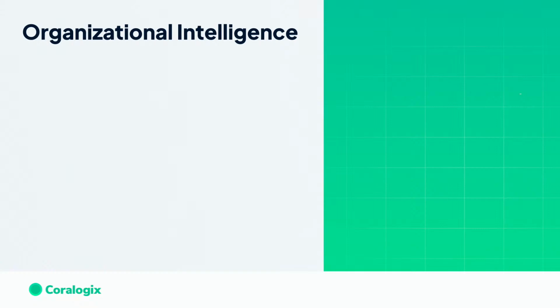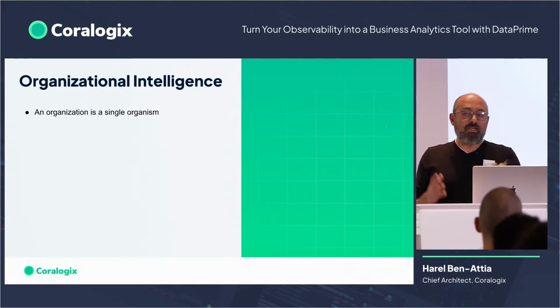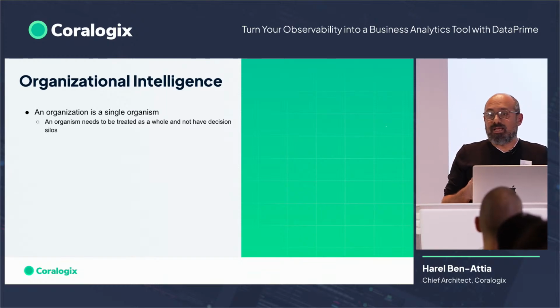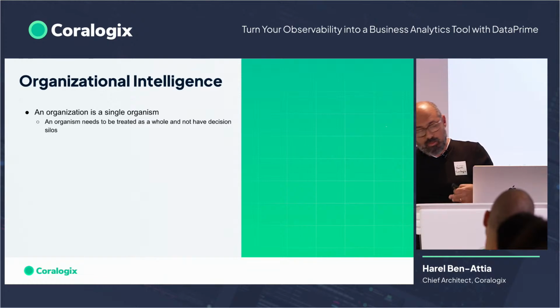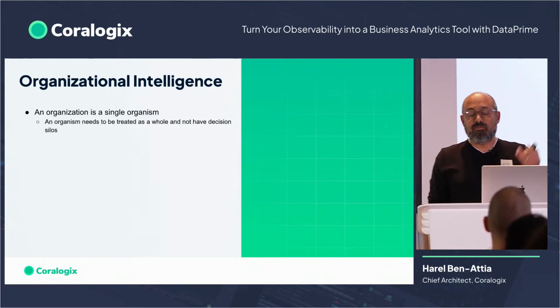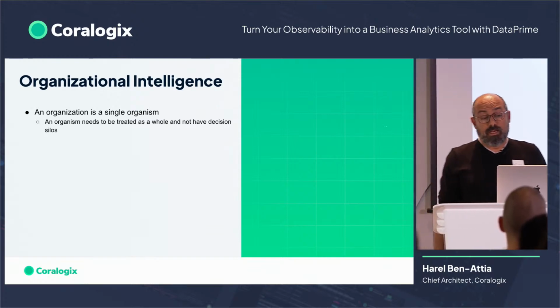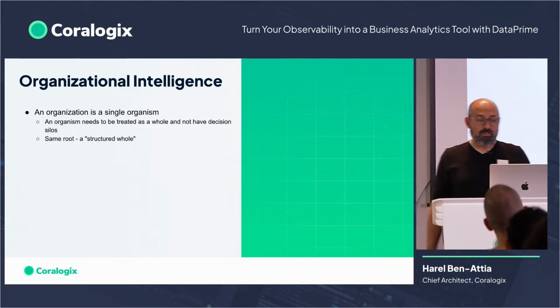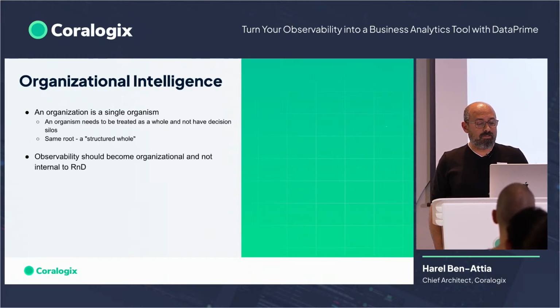The second part of the Coralogix vision is what we call organizational intelligence. An organization is effectively a single organism, and an organism needs to be treated as a whole and not have decision silos. If two parts of an organization, or of an organism as well, take decisions separately, the decisions would eventually be much, much worse and might even kill the organism at some point. By the way, I just discovered while writing the presentation that organization and organism are from the same root. It's a structured whole, and that's not surprising, actually.